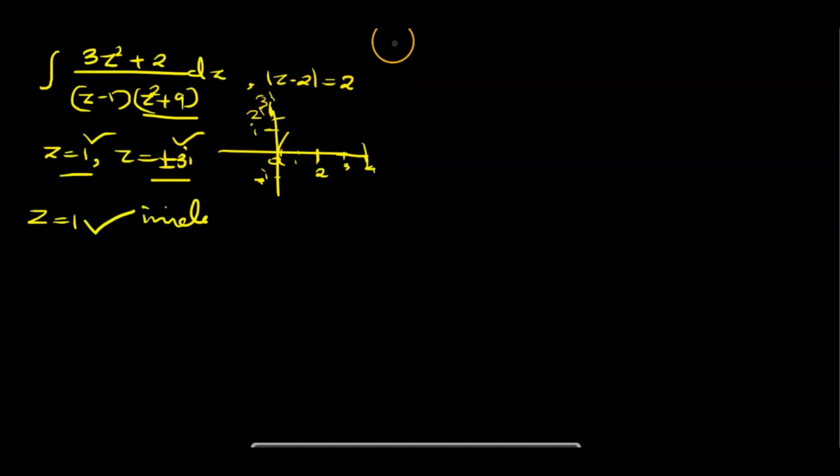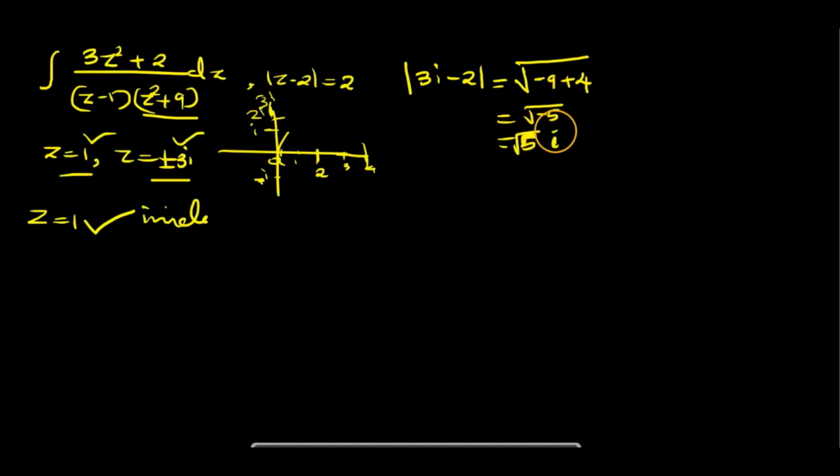If you want to check if it is inside, put z is equal to 3i here: 3i minus 2. The modulus of 3i minus 2 is the square root of (3i) square, that is minus 9, plus the square of minus 2, that means 4. This is root of 13, which is greater than 2. That means 3i and also minus 3i are outside the circle. So these are outside the circle, and z is equal to 1 is inside the circle.